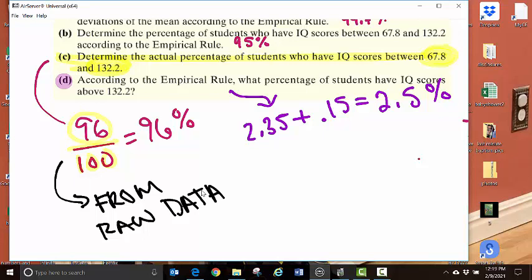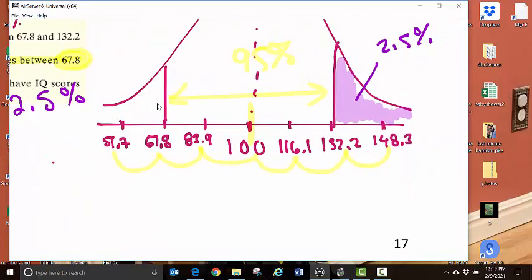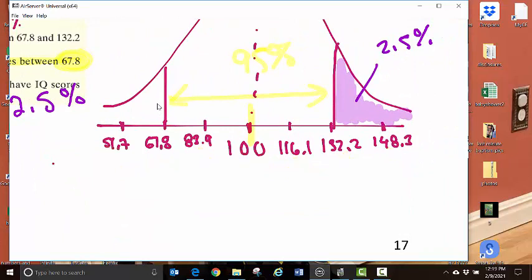We'd expect it to be 95 if it's normal. In the real world, we got 96. Yeah, it's still pretty close to normal, okay? Then it says, according to the empirical rule, what percentage of students have IQ scores above 132.2? Well, if we go back here, 132.2 is 2 standard deviations above.